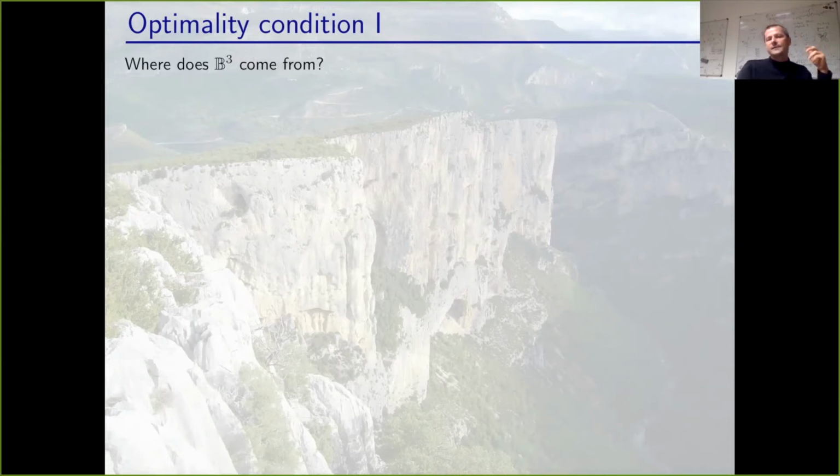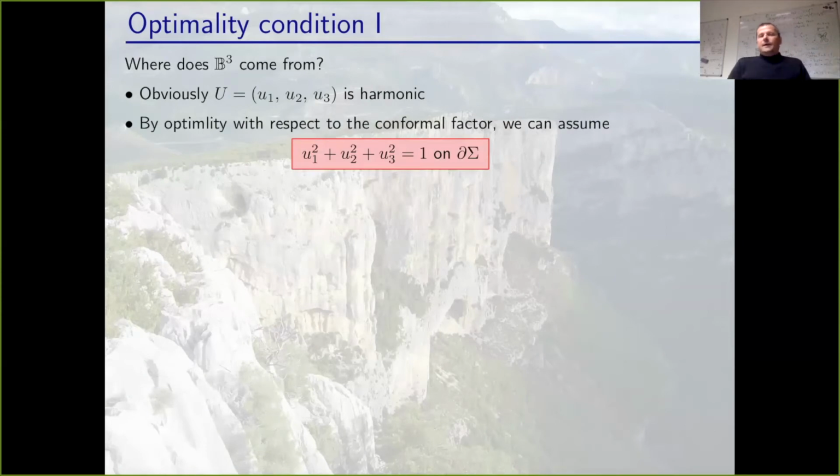So where does this minimal surface in B3 come from? Obviously, if you consider this vector, it is harmonic, coordinate by coordinate. Now there is a first point, which is not so trivial, which is this equality. Let me remind you that since you expect a multiplicity strictly greater than 1, you are in a case where your functional is not differentiable with respect to your perturbations. So it means that you are in a non-smooth context.